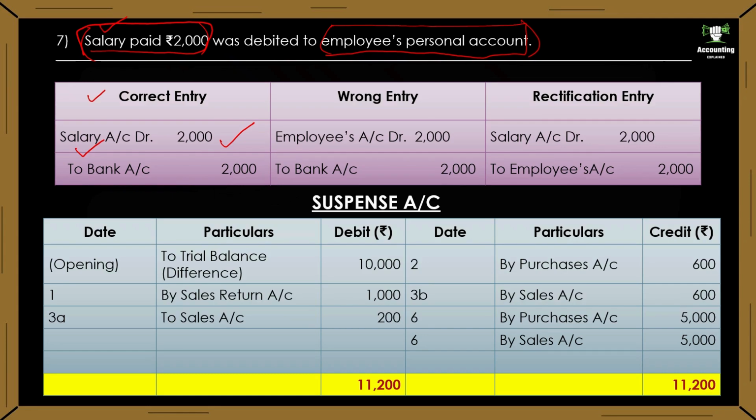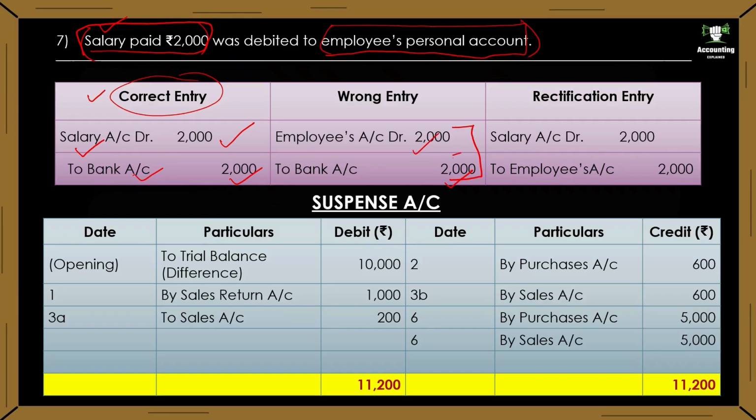Instead of passing this entry, you have passed the entry as employee account debit. We have taken it to the employee's personal account. Suppose the employee is Satish, we have taken it to the Satish account. Here we don't know the name of the employee, so we are simply writing employee's account debit 2,000. The rule of personal account is debit the receiver. Again bank account, because we are paying from bank, we have credited bank account correctly 2,000. Here in the wrong entry, the debit amount and the credit amount are equal. So no need to open a suspense account.